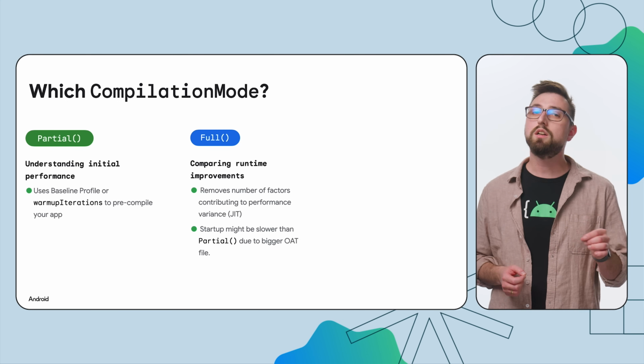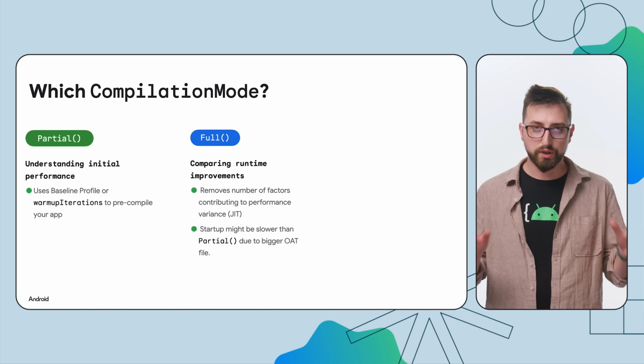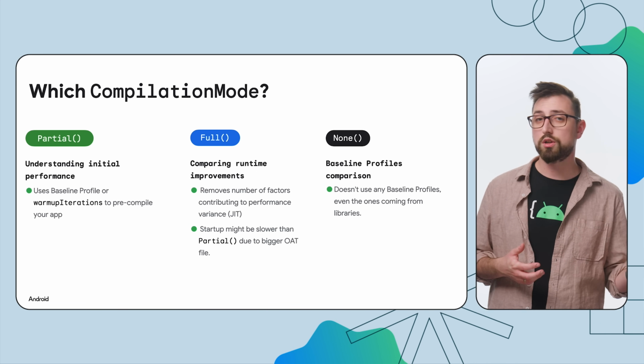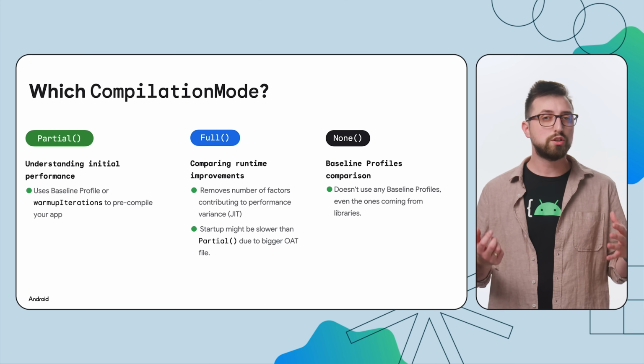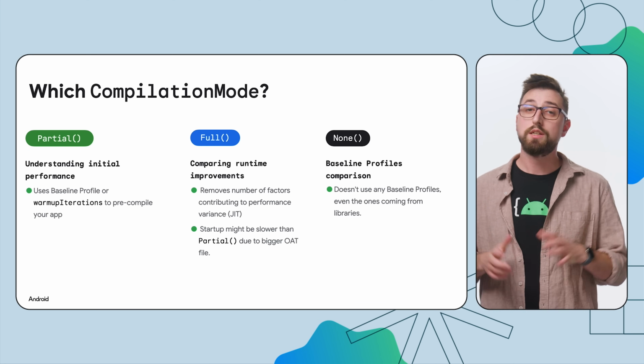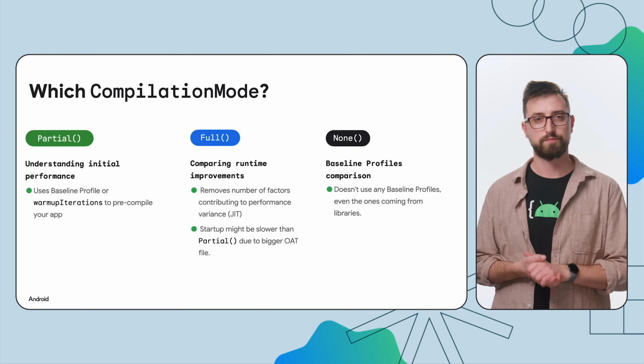Be aware that startup benchmarks might be slower with this mode, as loading the whole precompiled app from disk might take longer. And there's also mode None, that doesn't use any baseline profiles, even the ones from libraries. This is currently the only way to compare baseline profiles in a benchmark.